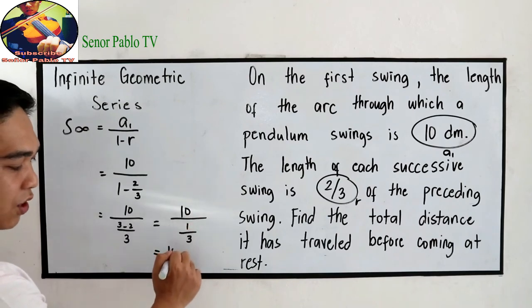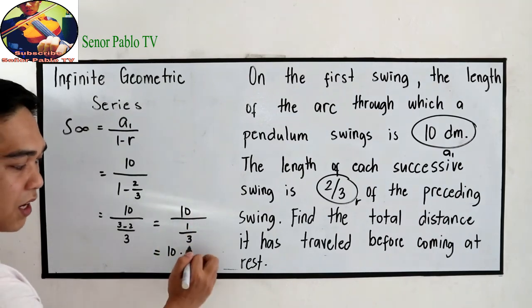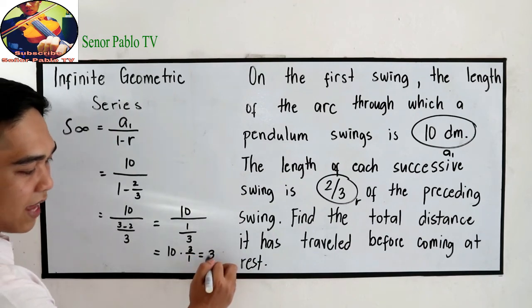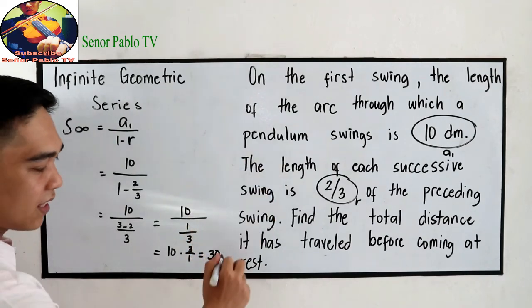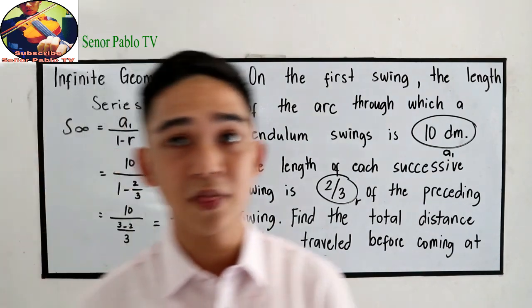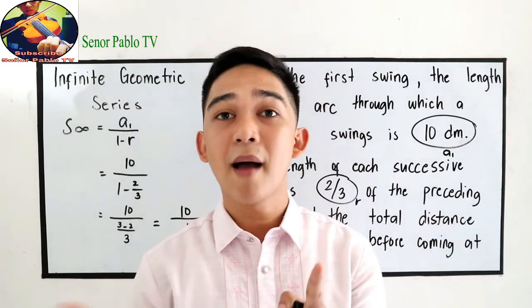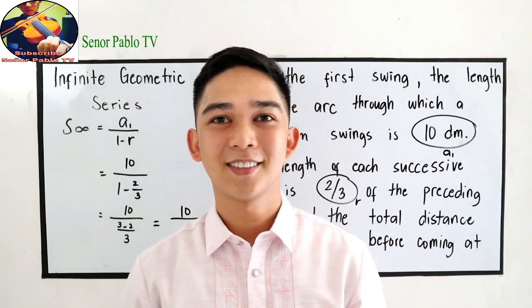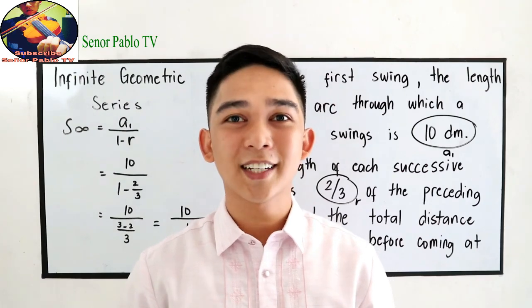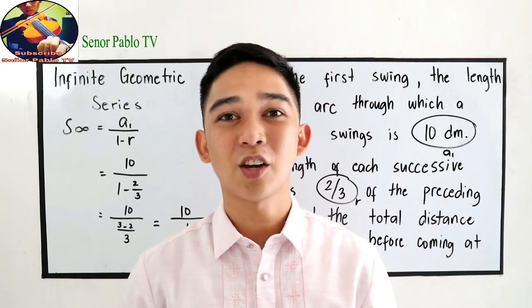Copy the numerator times the reciprocal of the denominator, 3 over 1. So, 10 times 3, that is 30. Ang unit natin, dm. So, mag-travel siya ng total ng 30 decimeter bago siya huminto. So, yan ang infinite geometric series. So, tapos na tayo sa lesson 2.